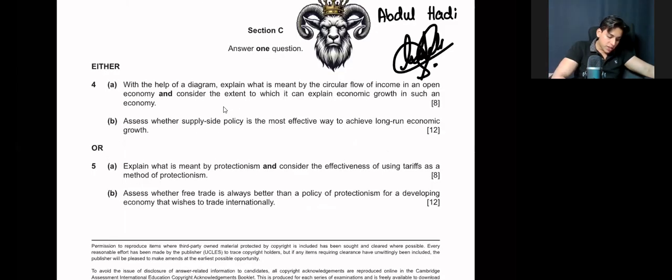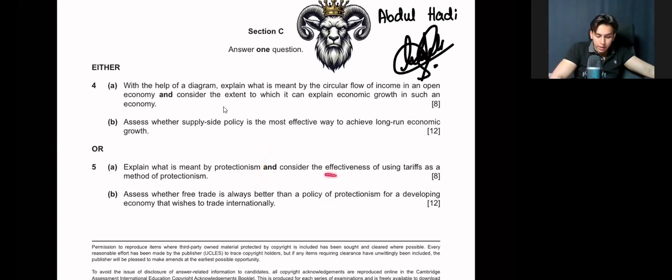Explain what is meant by protectionism. First part of the question. And consider the effectiveness of using tariff as a method of protectionism. What is protectionism? And benefits of tariff. Only tariff. You have to write your answer specific to tariff.